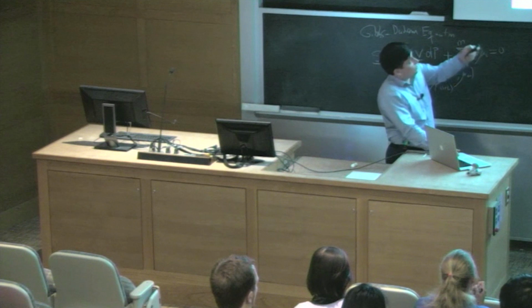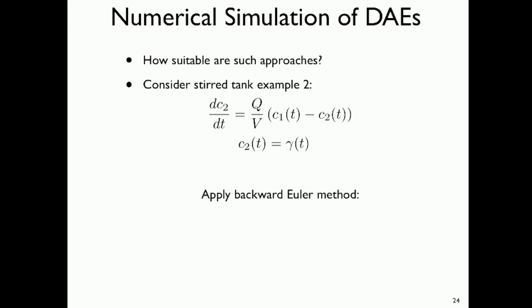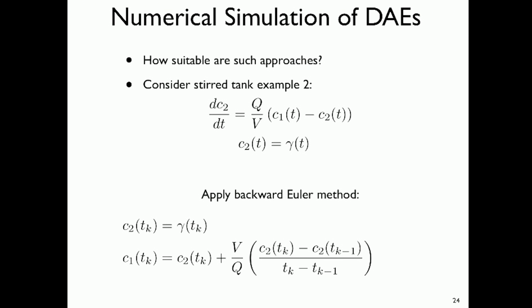Let's look at this equation now. This is stirred tank example 2. I just replaced C1 with C2. You don't have to write this one down, I'll just show it to you. The notes are online, so you're not missing anything. All these things will pop up in the notes online. So C2 at tk is equal to gamma of tk.